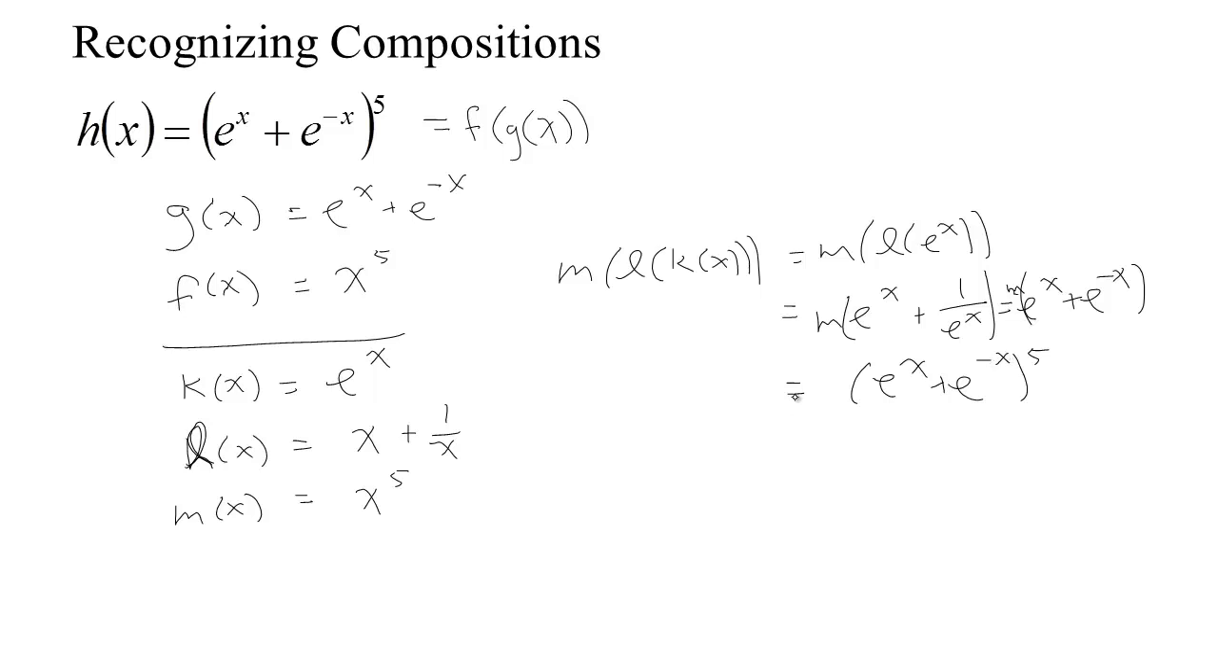So there can be more than one way to break down a function as a composition of simpler functions. What we're looking for is just the way to break it down so that it is a composition of functions that we know how to take the derivative of. Either one of these ways would work. So we have either h is f compose g of x, or with this other system, we're taking m around L around k of x. Either one, whatever works for you.